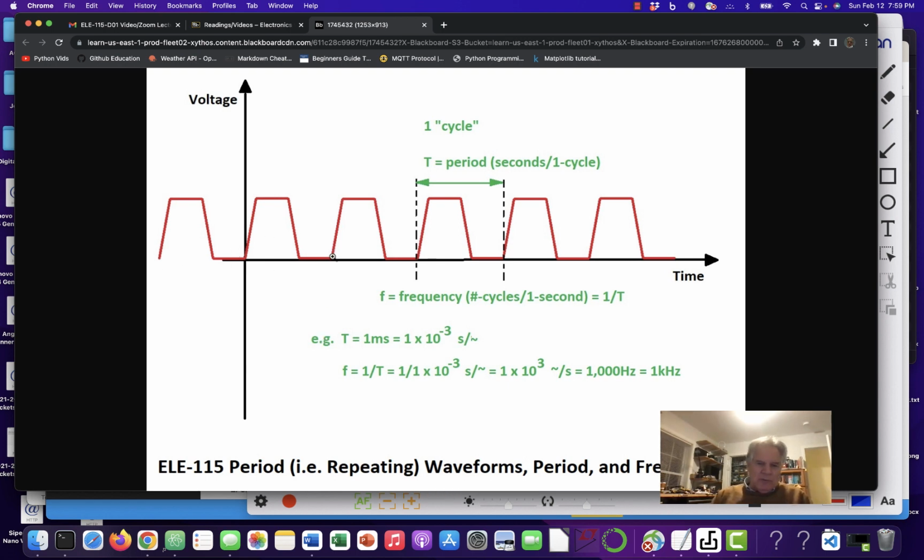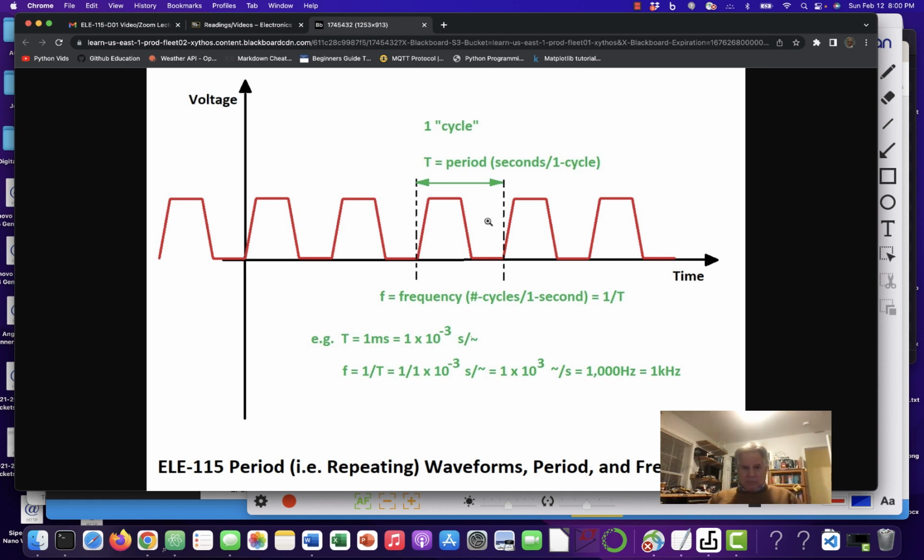Now, it doesn't look square because in reality nothing can change from, say, 0 volts to 5 volts instantaneously. There's always a rise time, and of course there's always a fall time. So people draw these things as trapezoidal waveforms instead of square waves when they're really trying to represent what's going on.